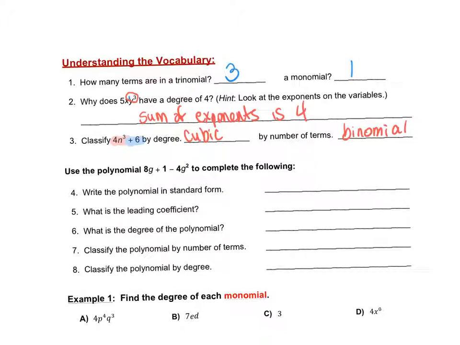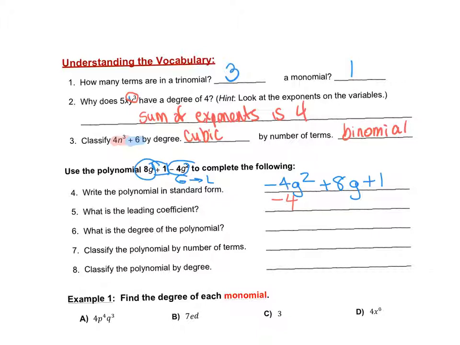Number 4, write the polynomial in standard form. Remember, standard form is from greatest exponent to least. So this is the highest exponent. Always take the sign in front, so it's 4g squared. Then comes the one that has an exponent of just 1. Then comes the constant that does not have an exponent, or the exponent is 0. What is the leading coefficient? It is -4, because that is the front coefficient.